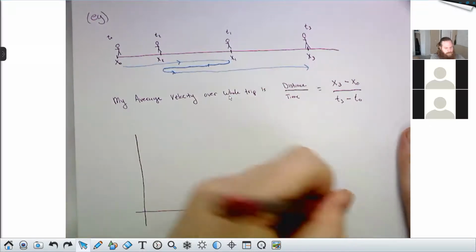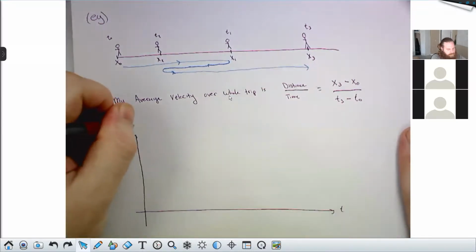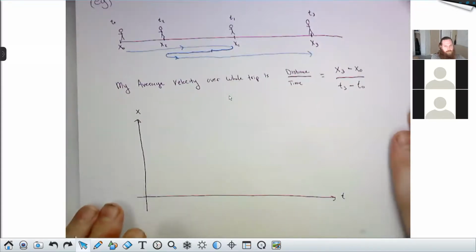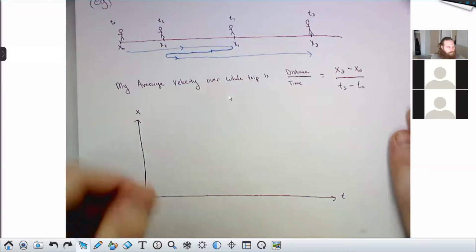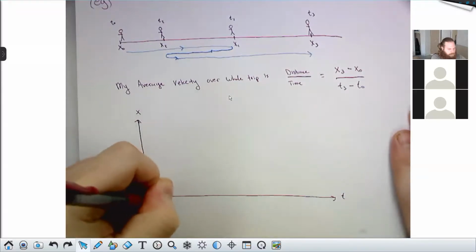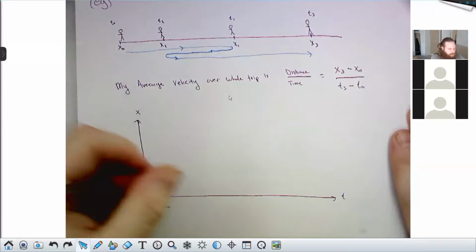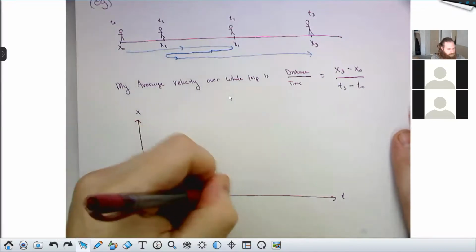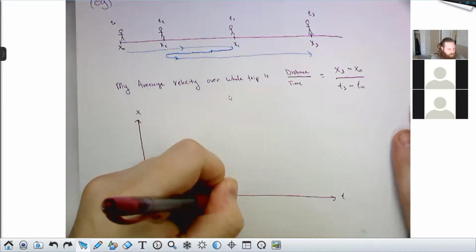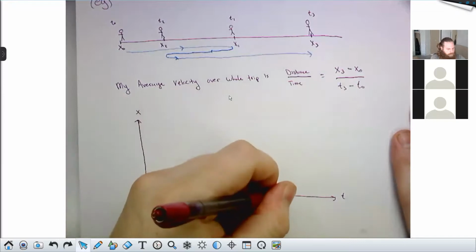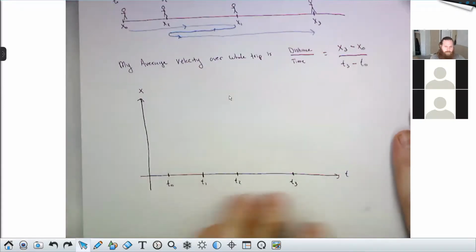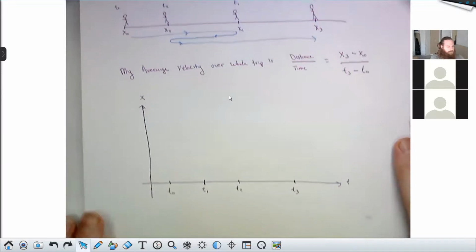So this is the time axis, and this is the x axis, where x is my position. I'll mark off some times. T0, there's my starting time. T1, T2, and T3. Notice they're not necessarily evenly spaced or anything.